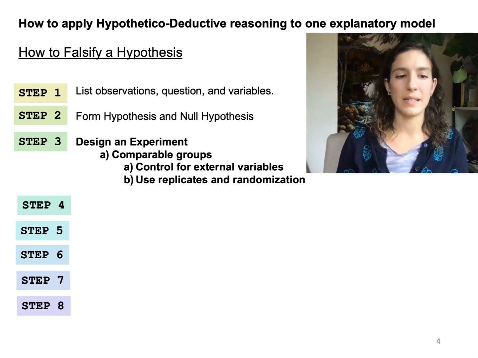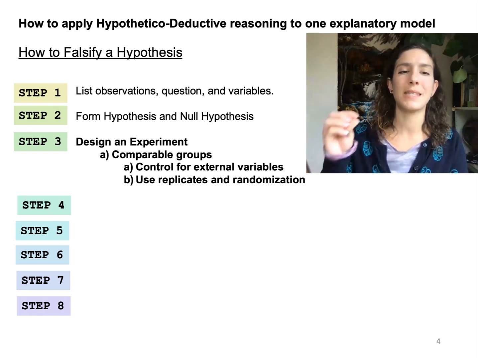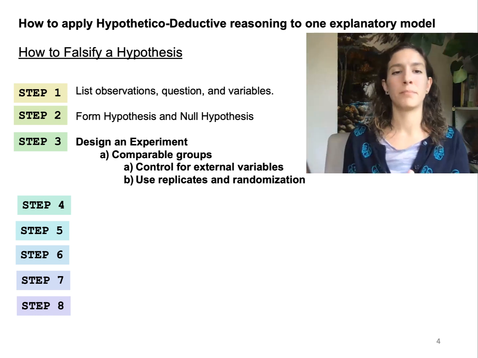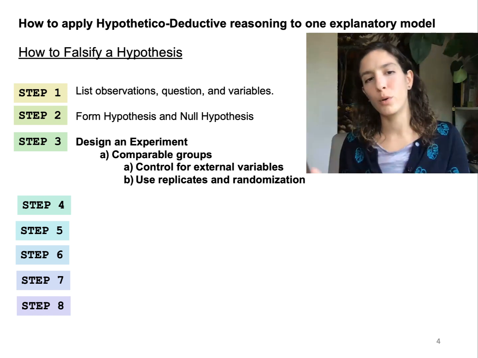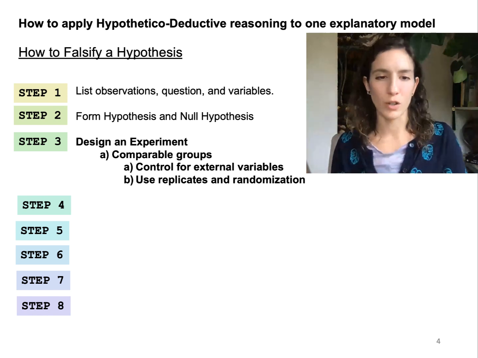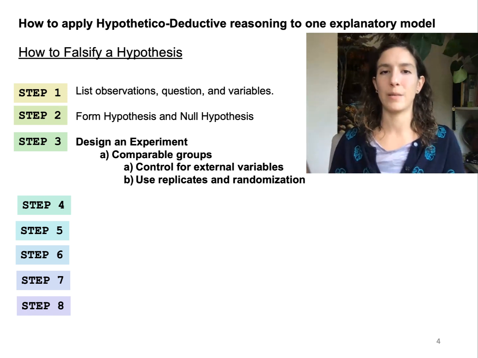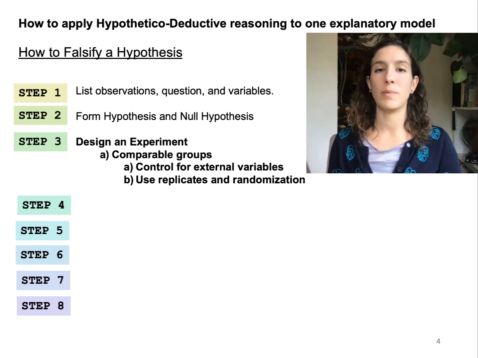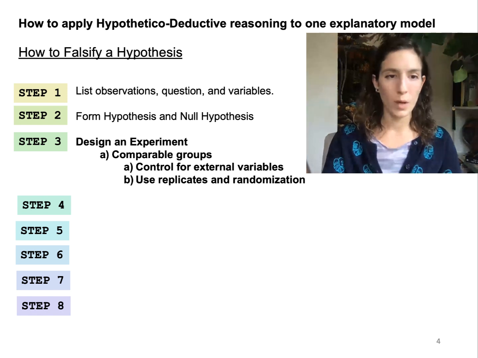After that, you need to design an experiment, but this is arguably the most important part, because the rest of these steps will be dependent on, your conclusion will be dependent on the soundness of this experiment. So your experiment has to have comparable groups, it has to control for external variables, use replicates, randomization. These are going to be the main focus of the rest of this video.